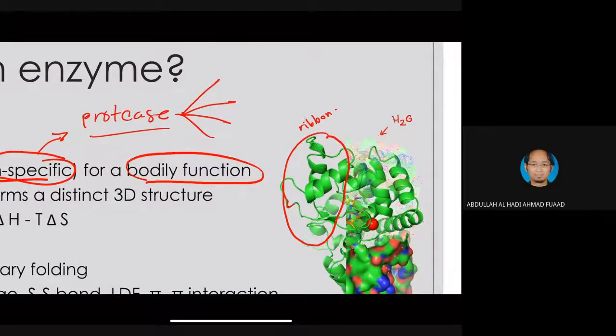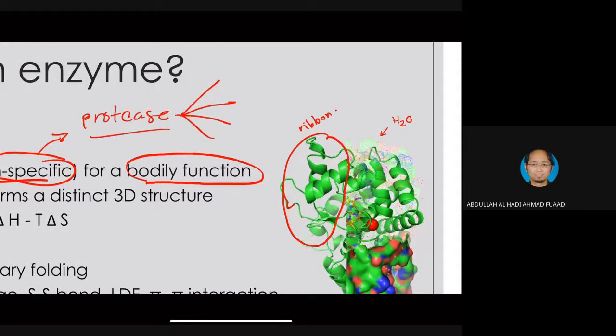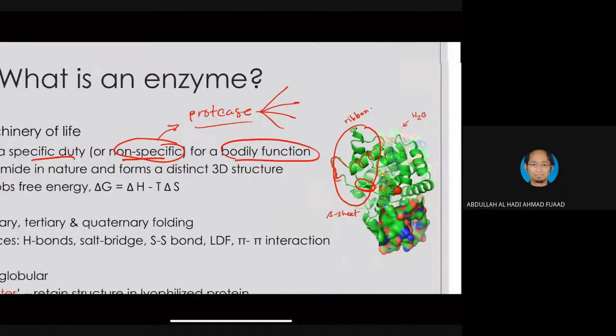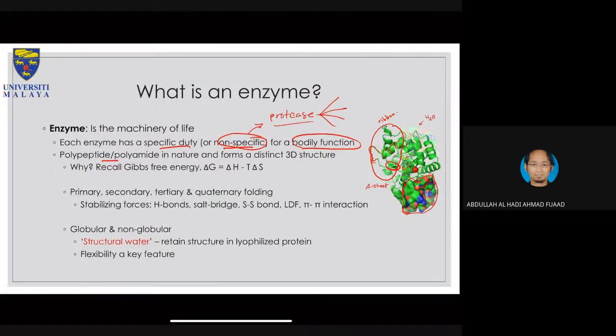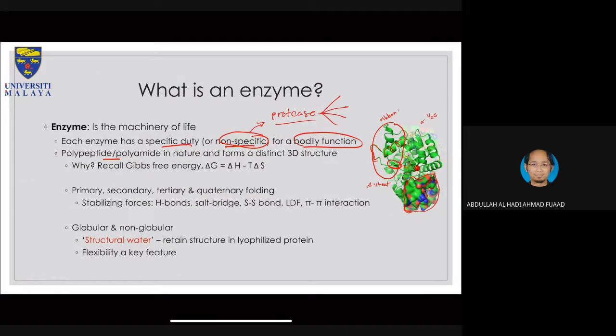Of course, you have already known this because you went through all my lectures from the second year, so hopefully you still remember. This one is alpha helix, random coil, and over there, the small section is the beta sheet. So ribbon representation, and this one is the space filling representation, a simple three-dimensional structure. So why does it form a three-dimensional structure?